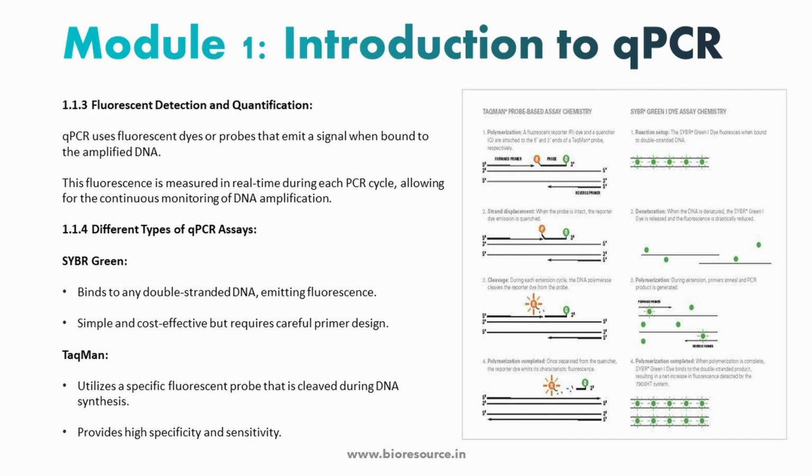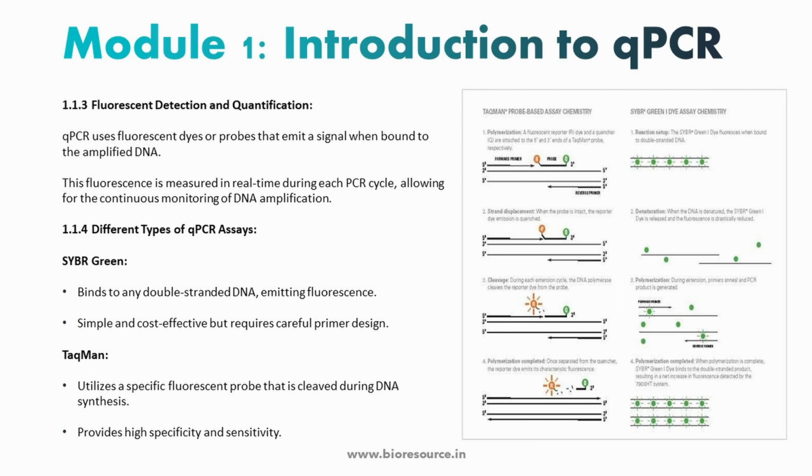So SYBR is an intercalating dye that binds to any double-stranded DNA. So during the amplification, as in when the doubling of the DNA occurs, more and more of the dye that is in the master mix will get bound to the DNA, and that can directly give a correlation between the amount of DNA that is produced and the fluorescent signal.